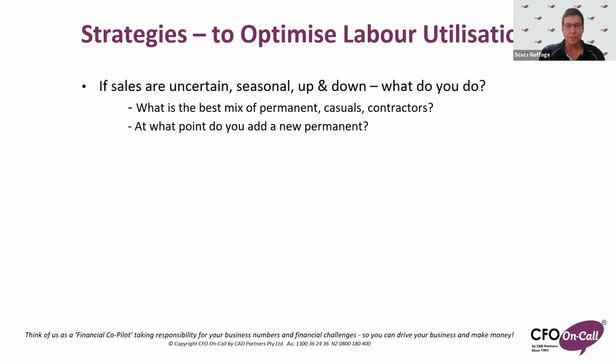Also, at what point do you add a new permanent if your sales are going up and up and up? But also if your sales are coming backwards, at what point do you need to let someone go to make sure you still have that right mix of staff for the level of income?